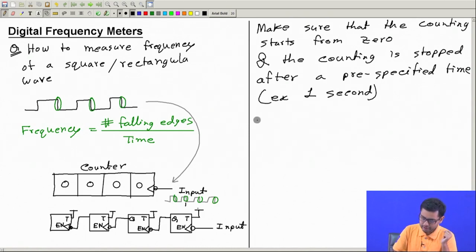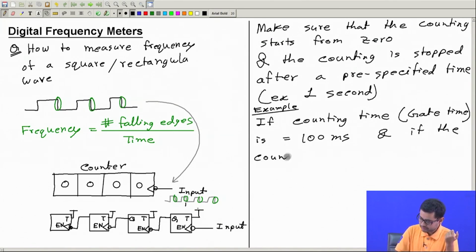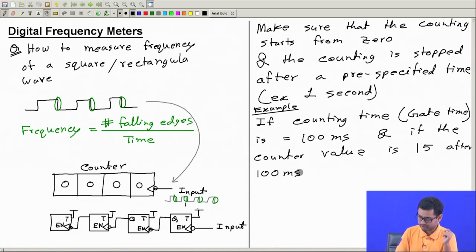Similarly, if this pre-specified, predetermined counting time is say 100 millisecond instead of 1 second, let's take an example. If the counting time, which is often called gate time, is equal to say 100 millisecond, and if the counter value is say 15 after this 100 millisecond, starting from the value of 0, then what is the frequency?